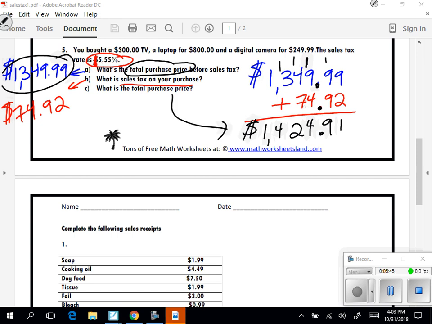So our total purchase price is $1,424.91. And let's check that on a calculator to see if we did that right. On the calculator, I got $1,424.91, which is exactly what we got for our total purchase price. So this is the original payment for the TV, the laptop, and the digital camera. This is the tax that you're going to have to pay the government. This is the total you're going to actually pay. It's the gross amount.